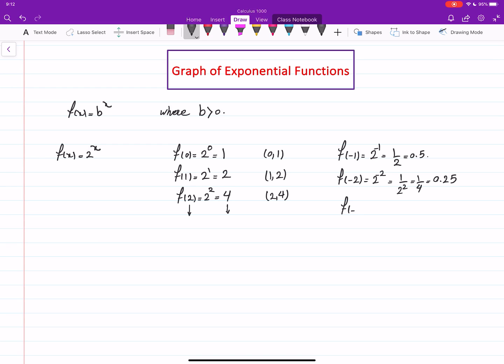And f at negative 3 is 1 over 8, which is 0.125. And as you can see, when the values of x get more and more negative, we get smaller and smaller numbers. All of them are positive, but they get closer and closer to 0.